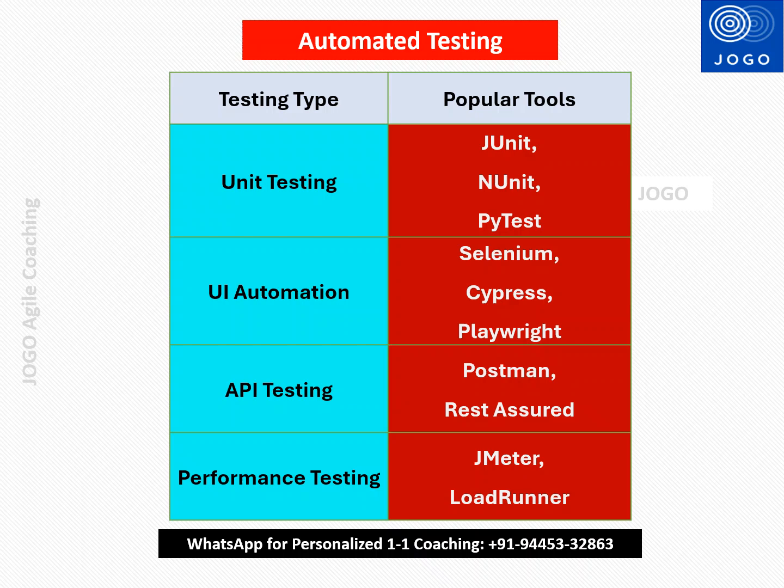Another phase in the DevOps lifecycle is automated testing. We have various types of testing followed in software development, like unit testing, UI automation, API testing, performance testing, etc. The popular tools used by teams in the industry are JUnit, NUnit, and PyTest. This is for unit testing. Selenium, Cypress, and Playwright for UI automation. Postman and Rest Assured are for API testing. JMeter and LoadRunner are used for performance testing.